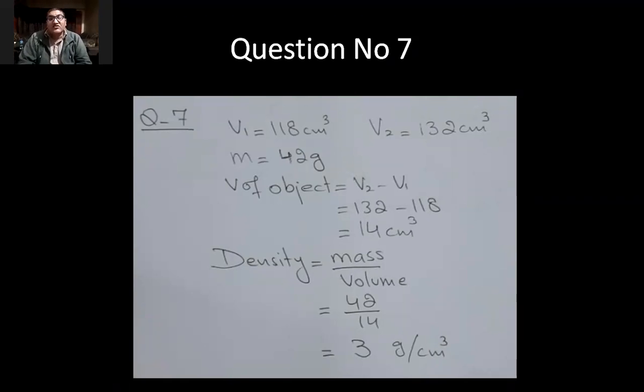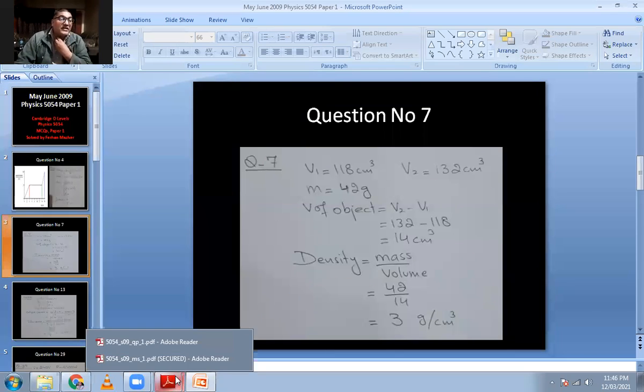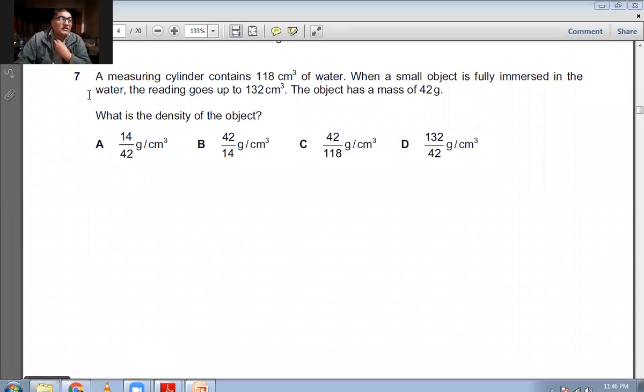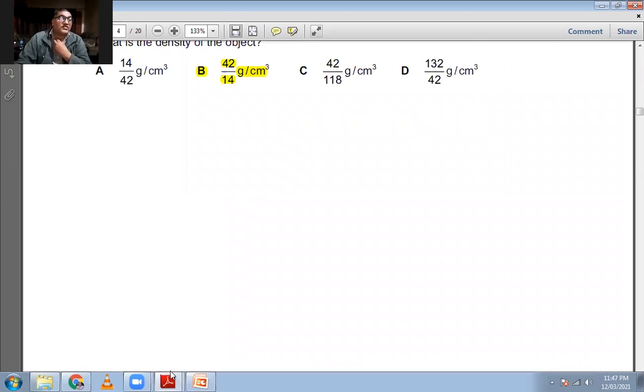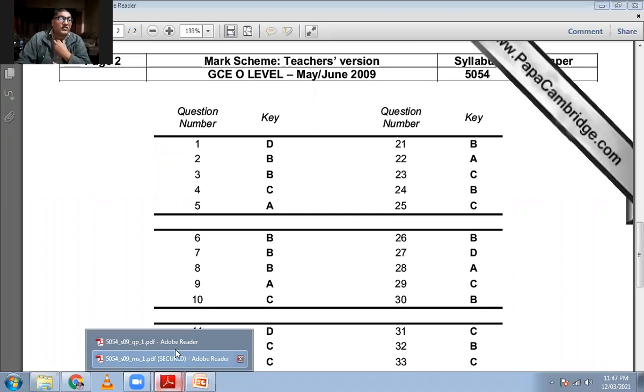Now the density is mass divided by volume. The mass is 42 and the volume is 14. So 42 by 14, and that will be 3 grams per centimeter cube. I think B looks the best option. Let's check question number 7. Question number 7, B looks the best option.